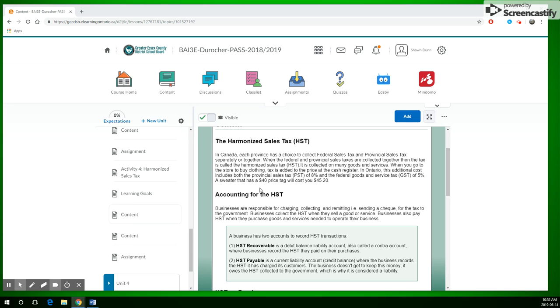And so, for instance, if you bought a sweater that was $40 and you would have 5% plus 8%, so 13% is the total HST, the tax would be $5.20. So now what happened if you're the buyer, you would debit the sweater, so that's an asset, so it would be debit clothing, $40. Then you would debit HST recoverable for $5.20, and then you would credit either cash or AP depending on how you paid for it.